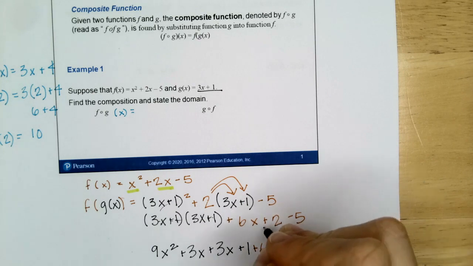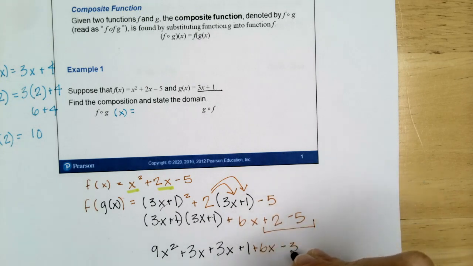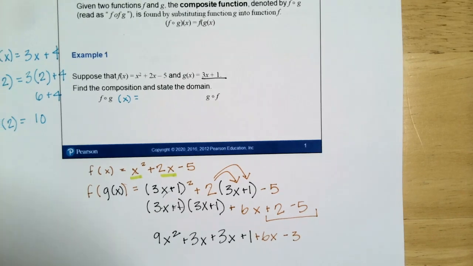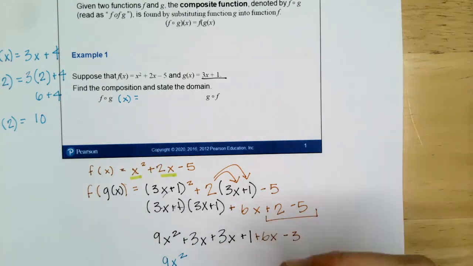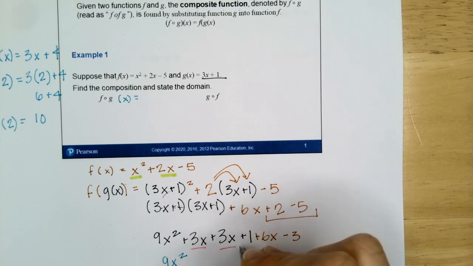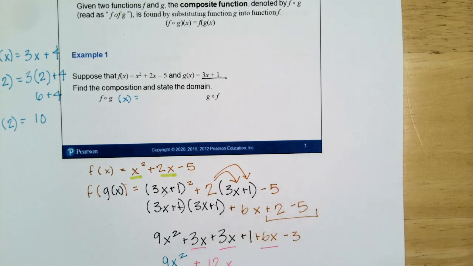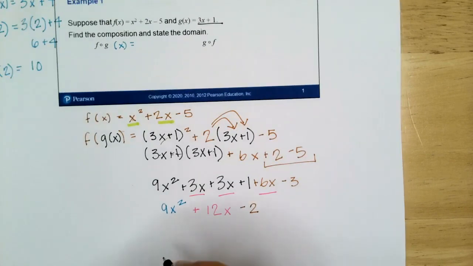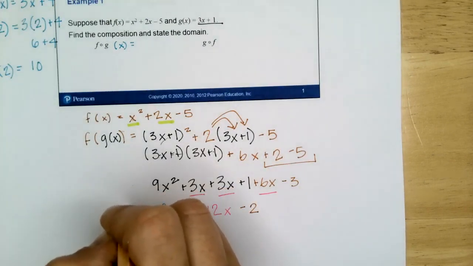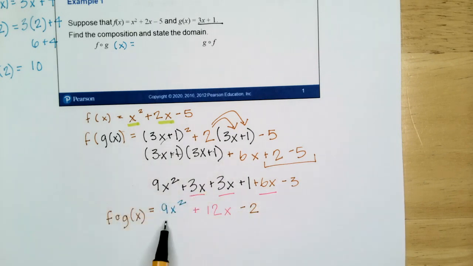plus 6x, and then that 2 minus 5, you can just call it a negative 3. Good. Now we can start combining like terms. We'll just leave 9x squared. Nothing to combine. We can say 3x and 6x becomes 12x. And then that plus 1 minus 3 is a negative 2. Good. F of g of x is equal to 9x squared plus 12x minus 2.